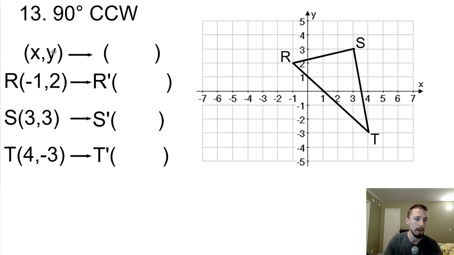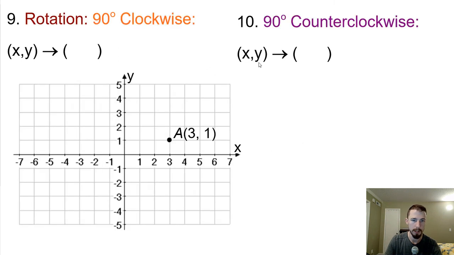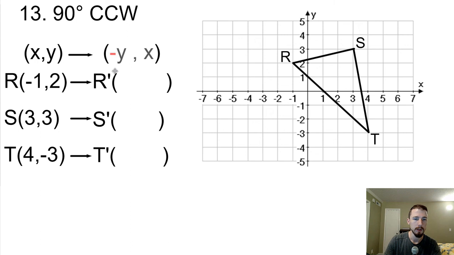So if we remembered our rule for counterclockwise, and I'll go back here. So for counterclockwise, we switch the order and the first one becomes opposite. So we can rewrite that down here. And now I'm going to just apply that rule, kind of like how a computer would think of, just apply that algorithm to the rest of our 3 points to see what we get.